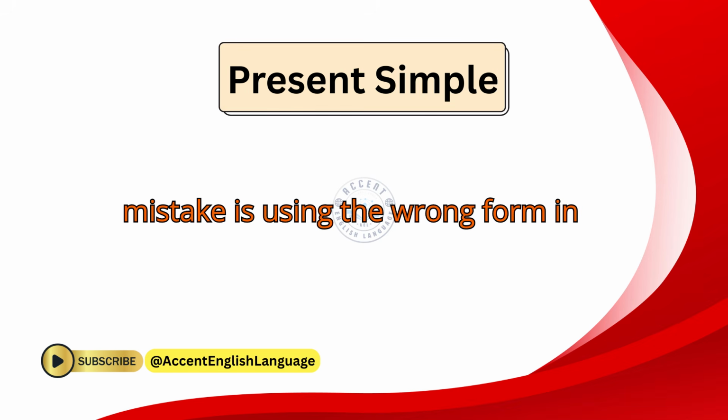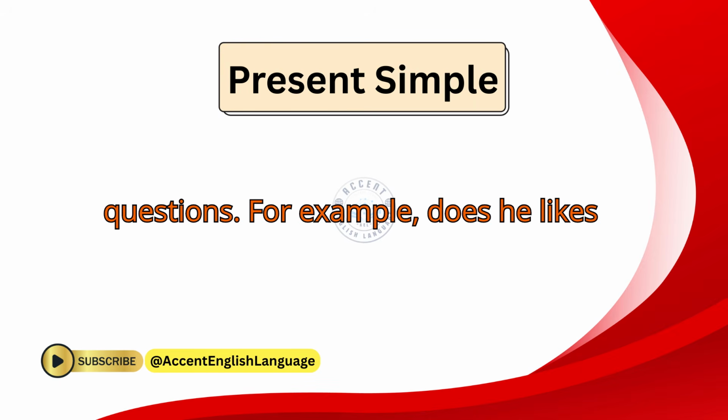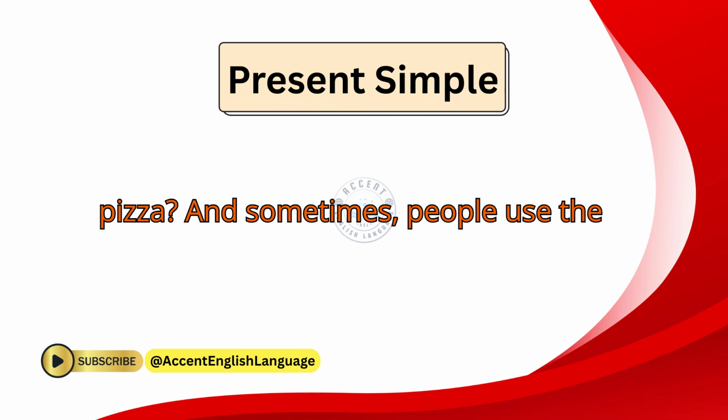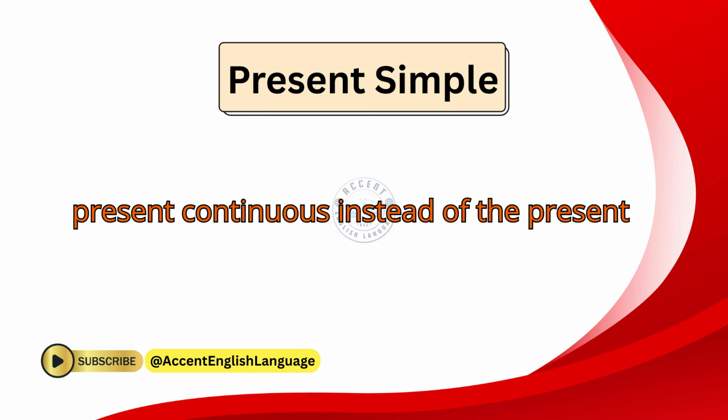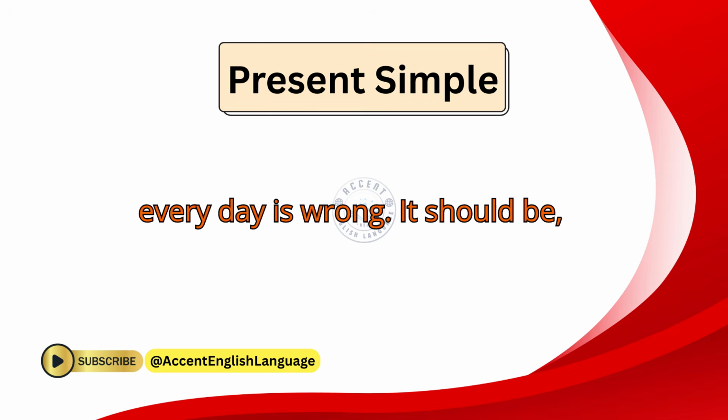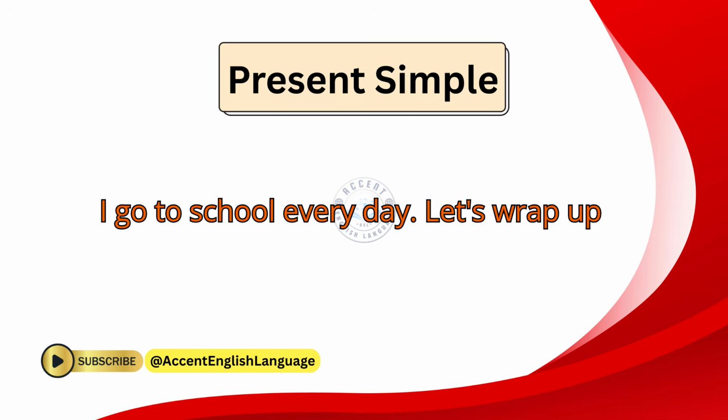Another mistake is using the wrong form in questions. For example, "does he likes pizza?" Should be "does he like pizza?" And sometimes, people use the present continuous instead of the present simple. For example, "I am go to school every day" is wrong. It should be, "I go to school every day."